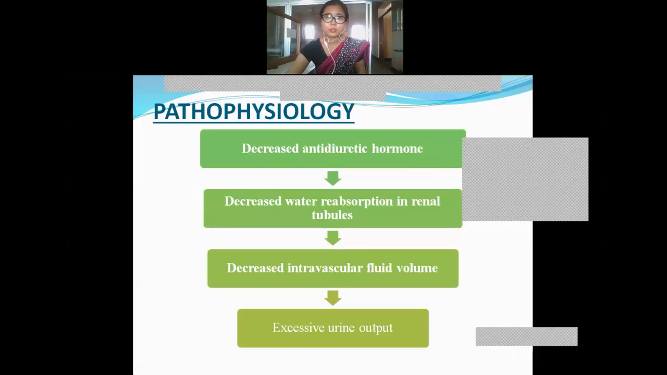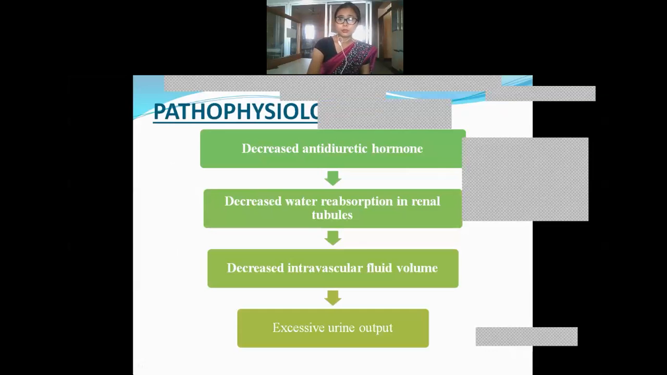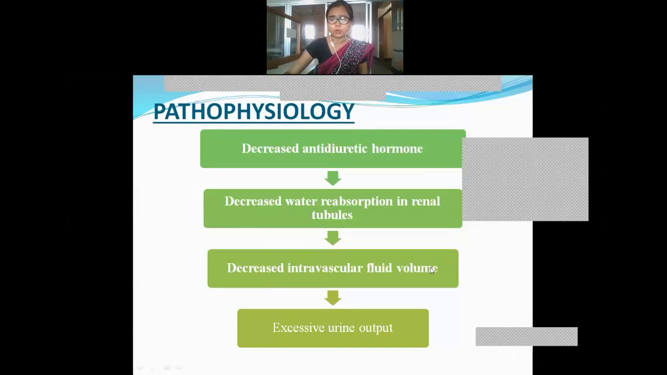This is the pathophysiology. Decreased antidiuretic hormone. If there is less antidiuretic hormone, there will be decreased water reabsorption in the renal tubules and decreased intravascular fluid volume. Means when you urinate in excess, that is excessive urination, then there will be less water in the intravascular space. That is decreased intravascular fluid volume and excessive urine output. And the patient might have dehydration.